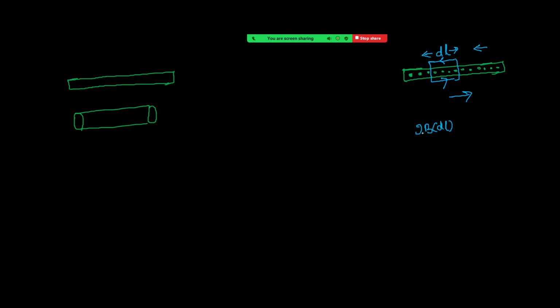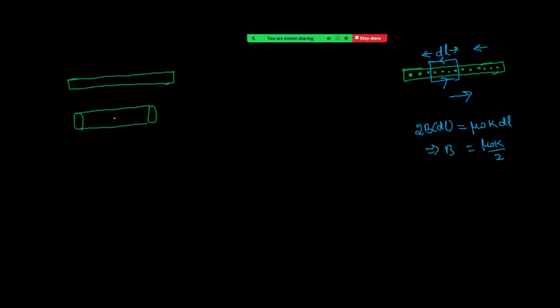So write 2 B into dl. Here again the angle is 90, so it is 0. Totally it equals mu naught into current, and current is K into dl. That is what is given in the question. From this we can write the B value: it is mu naught K by 2.